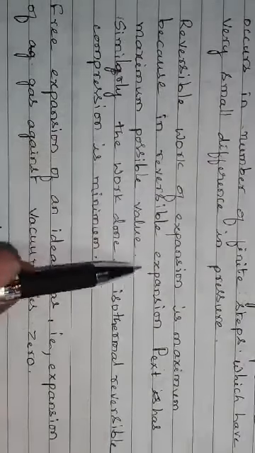Third one, reversible work of expansion is maximum, because in reversible expansion P external has the maximum possible value. Similarly, the work done in isothermal reversible compression is minimum. In reversible expansion, maximum work is there, whereas in compression, minimum work is there.